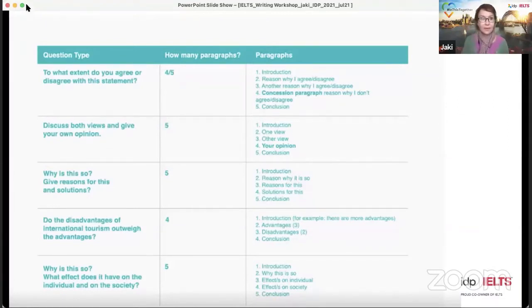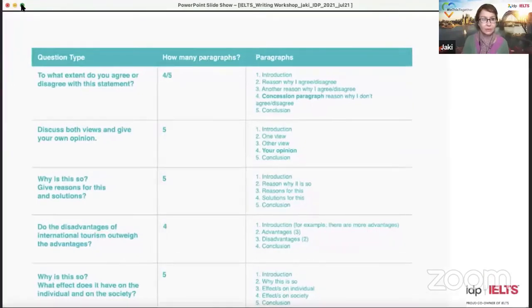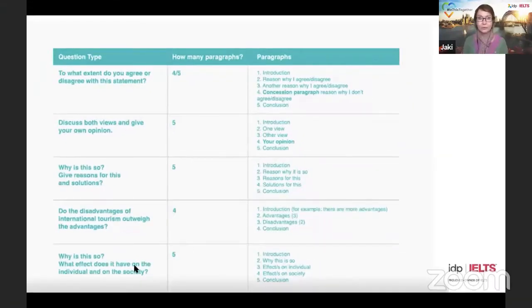Can it be full screen? Oh, is it not full screen? Sorry. I didn't realize it wasn't full screen. Is that better? Okay.